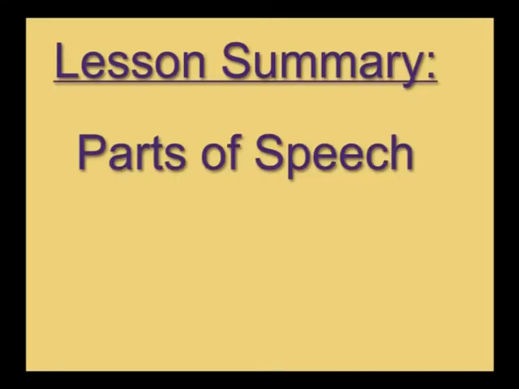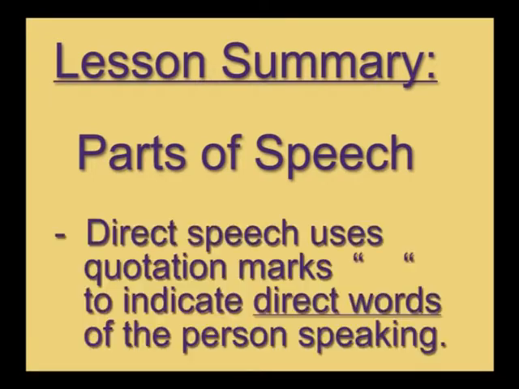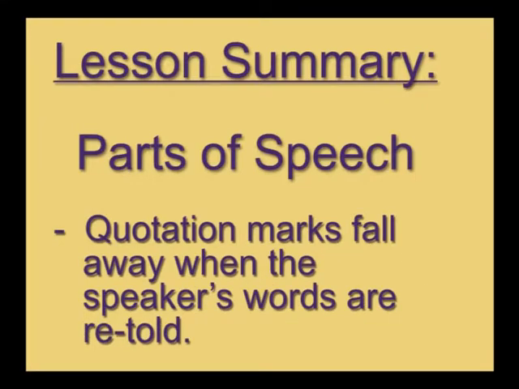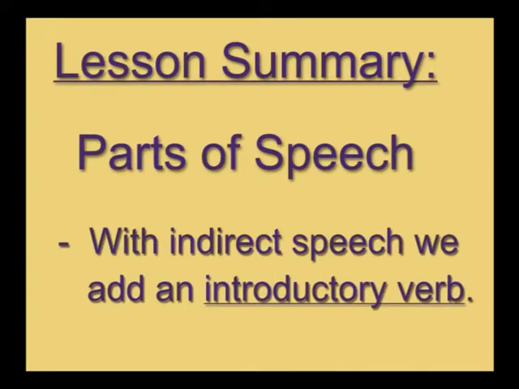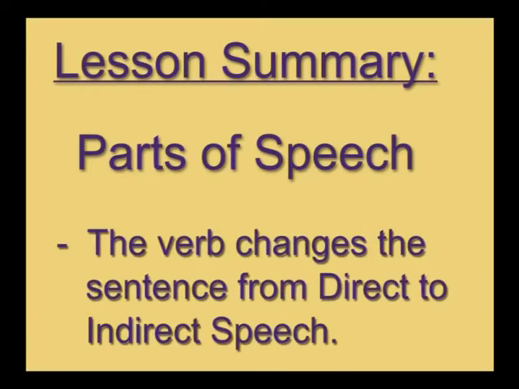Viewers, today we learned how to use different parts of speech correctly in sentences in the English language. The direct speech uses quotation marks to indicate the direct words of the person speaking. Quotation marks fall away when the speaker's words are retold by someone else. When using indirect speech, we add an introductory verb. The verb changes the sentence from direct to indirect speech.